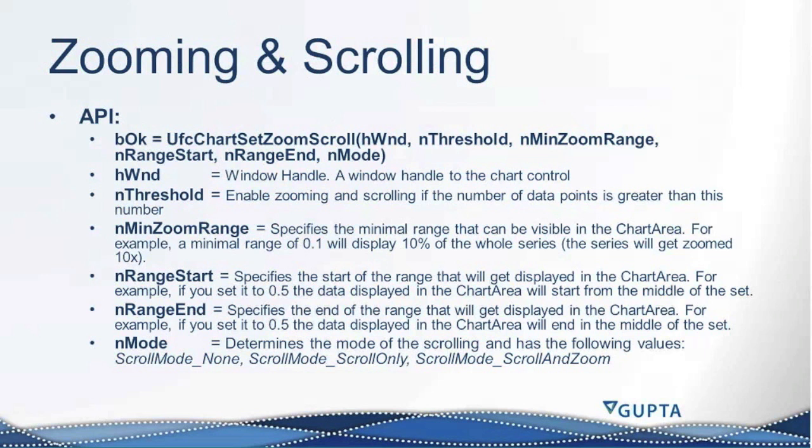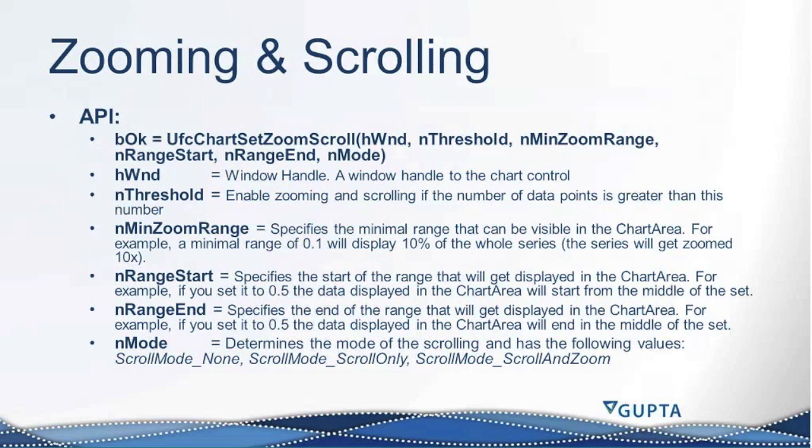So all the normal property settings can also be done by using the chart set controls or set API, like set zoom scroll. So what you have to pass is the window handle of the charting control, and the threshold. That means enable zooming and scrolling if the number of data points is greater than this number. So if it's set to 50 and there are 49 values inside the data points, then you will never see this zoom and scroll bar. But if you have 51 points, then it automatically will be started, and you can start the scrolling and zooming inside your charting control.